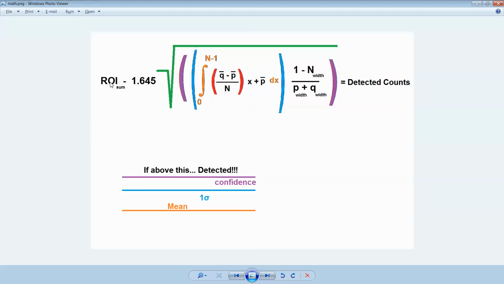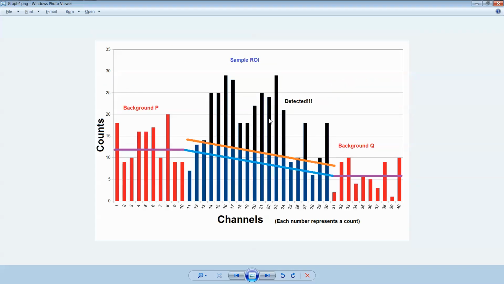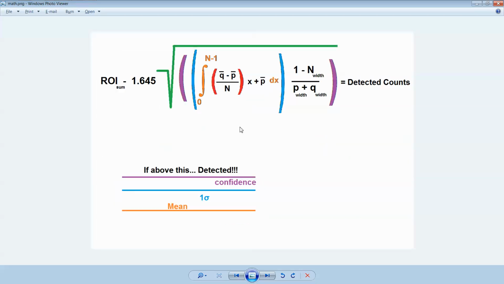I take the ROI. Let me jump back and forth a few times. Here's the ROI sum. What is that? That is this whole area. This is the ROI, the region of interest sum. That's everything that exists. Okay? I take all of that and I'm subtracting from it all of this to equal detected counts. And what is all of this?